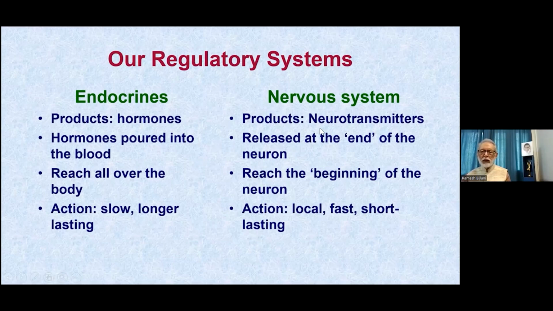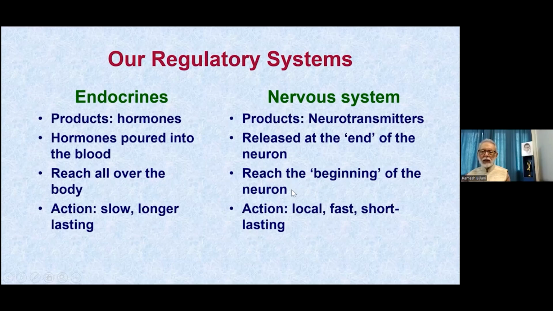And therefore, the neurotransmitters produced by a neuron reach the beginning, you can say, of the next neuron. What is released at the end of one, in the small space between two neurons, then reaches the beginning of the next neuron to continue the chain of the messages which are being transmitted. On the other hand, the hormones are poured directly into the blood, and therefore they reach all over the body. And because they reach all over the body, their actions could be widespread. These actions are slow, they take time to become perceptible. But once they start, they are relatively long lasting.